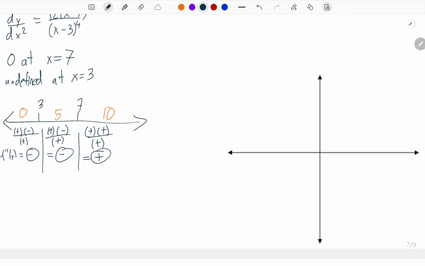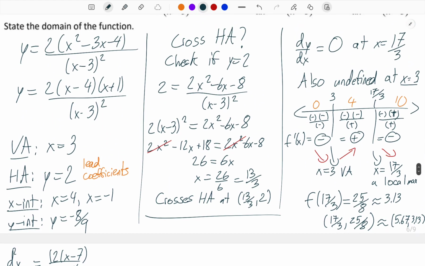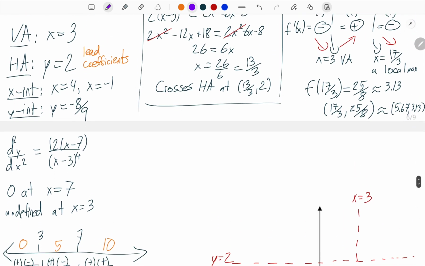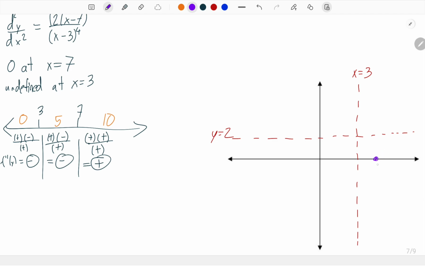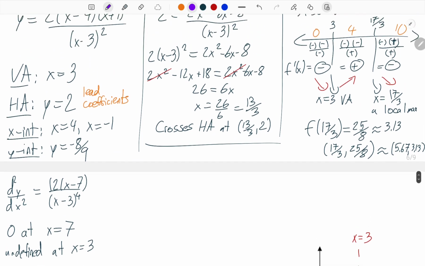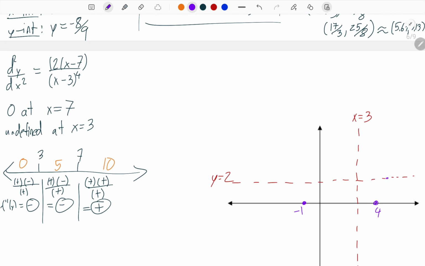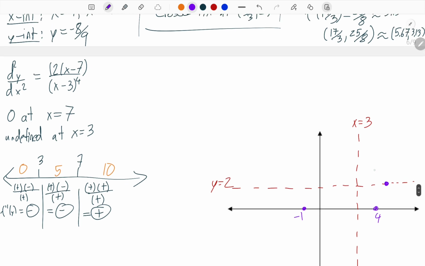All right, so let's begin plotting our function. Our function has a vertical asymptote and a horizontal asymptote, so let's draw those down nice and neatly with a ruler. So there's x equal to 3, and there's y equal to 2. Could be a little straighter, that's my fault. We have our x-intercepts, 4 and negative 1. And what other points do we have? We have a crossing of the horizontal asymptote at 13 over 3, 2, which is just a little bit bigger than 4.